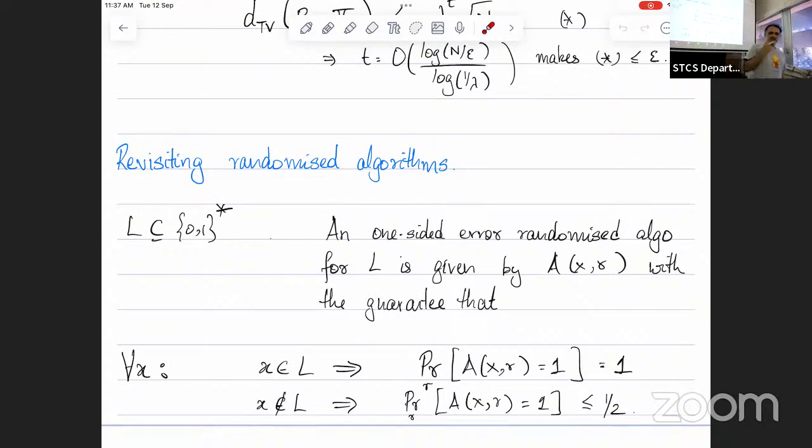So before we do today's thing, I want to go back to the randomized algorithms that we were looking at, because this is going to be the first application that we will see. And this is also where we started when we started looking at expanders. So let's get back to this. So we have some language of interest.